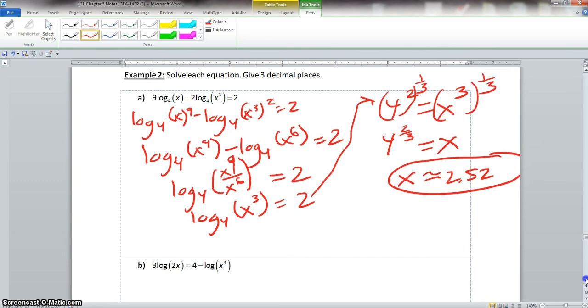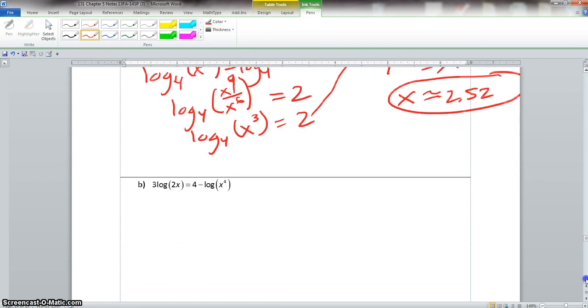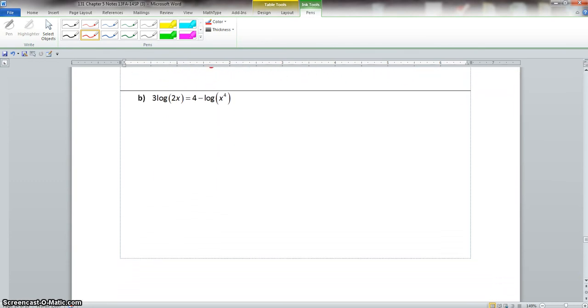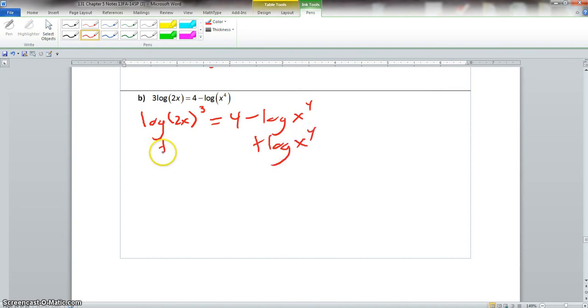Now, we scroll down here to B. Now again, we make the numbers on the outside exponents. So we will have log 2x to the 3rd power is equal to 4 minus log x to the 4th. Now, we will add log x to the 4th to both sides, because remember we want to get all of our logs on one side.